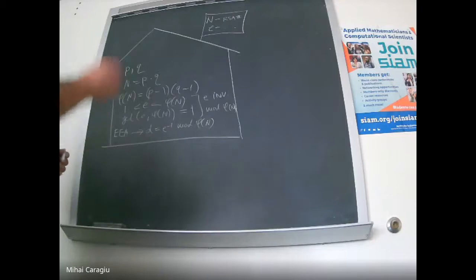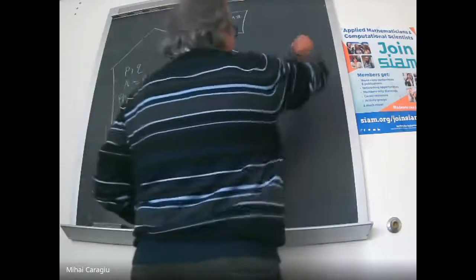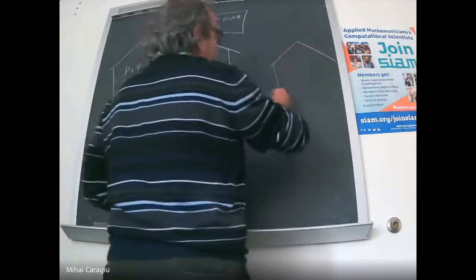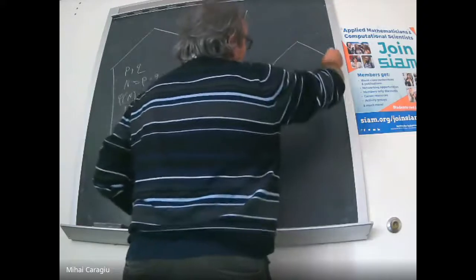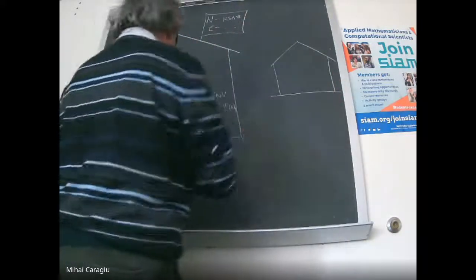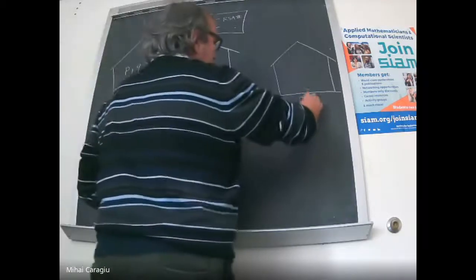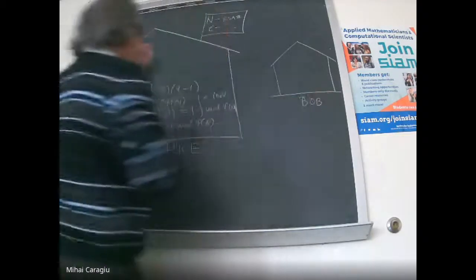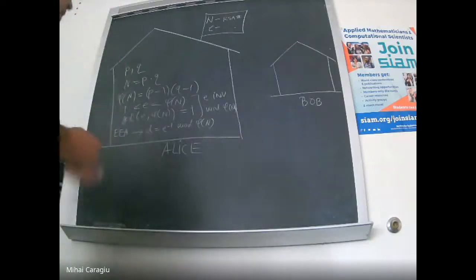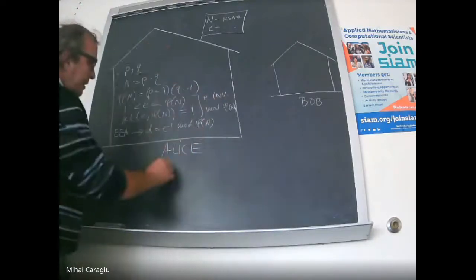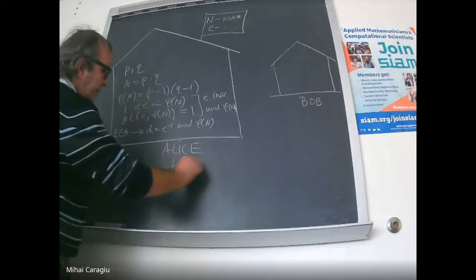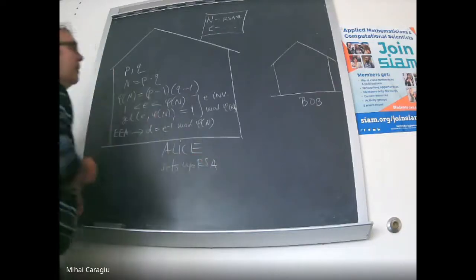So Bob, on the other side, is a smaller house because he doesn't have to do too much. So this is Alice's house, and there's Bob. This is what Alice should do to set up the RSA.